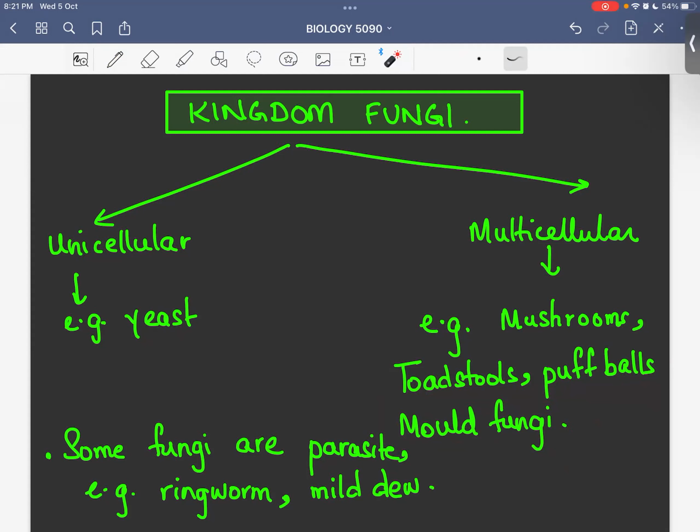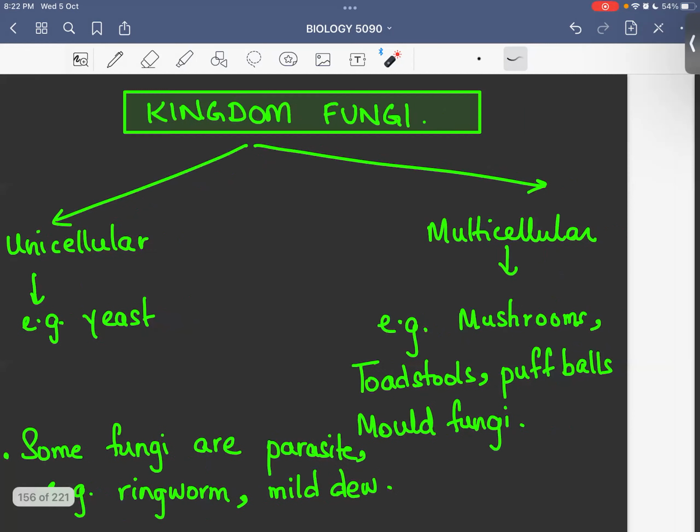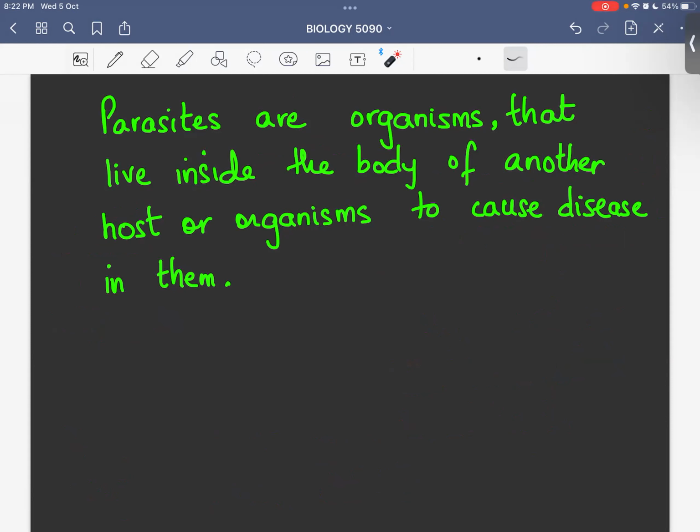I would say not all fungi are parasites, but some of them are, especially the mildew and the ringworm. Ringworm is a type of parasite that grows on the feet of people who don't clean their feet regularly. They live in a lot of moisture, their socks are not washed, and they wear shoes all day. So then they have this fungus growing on their feet, which is known as ringworm. So that's also a parasitic fungus. Now this slide is giving you an idea about what parasites are. So read this definition.